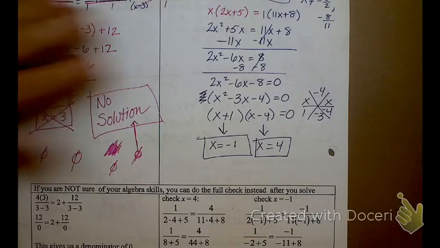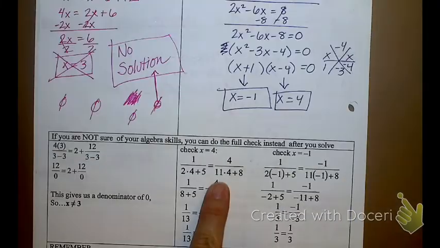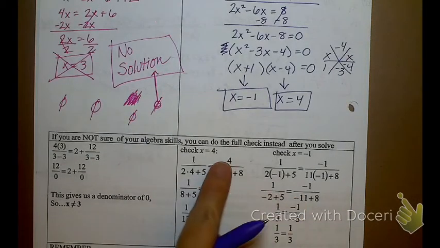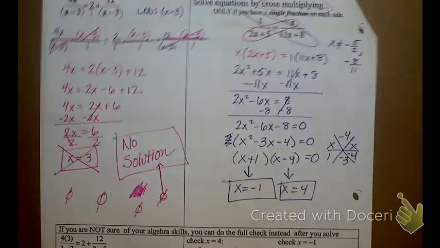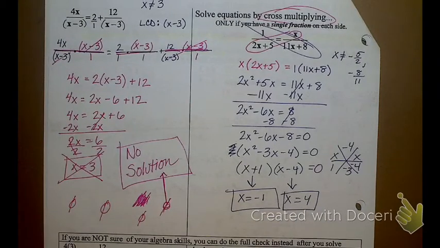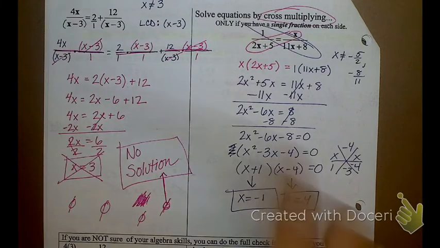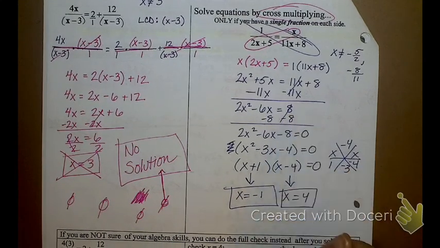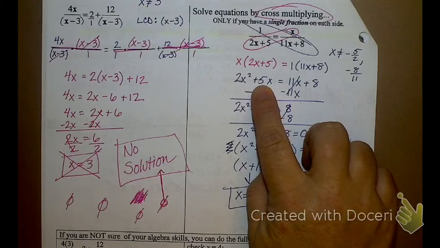If you want to see the check for that, she actually does check those 2 numbers here, checking x equals 4 and checking x equals negative 1. Okay? So? I have a question. Yes? So, you know how you subtracted the 11x from both sides of the equation and then the 8? Uh-huh. Could you do it by subtracting the 5x? Good question. Could you do it by subtracting the 5x?